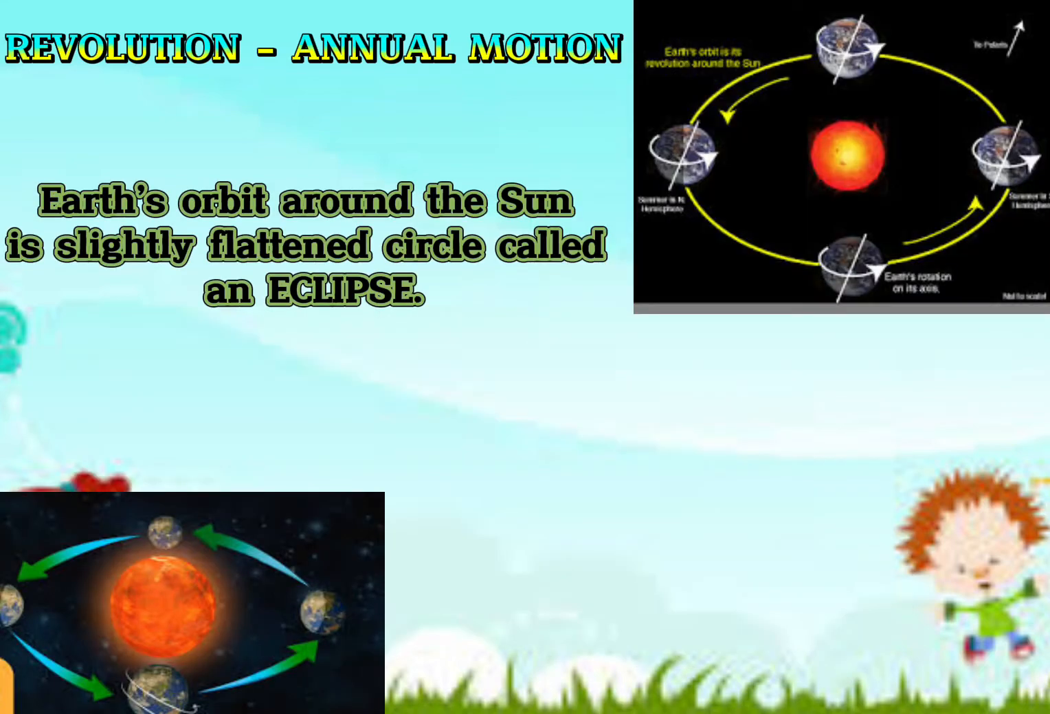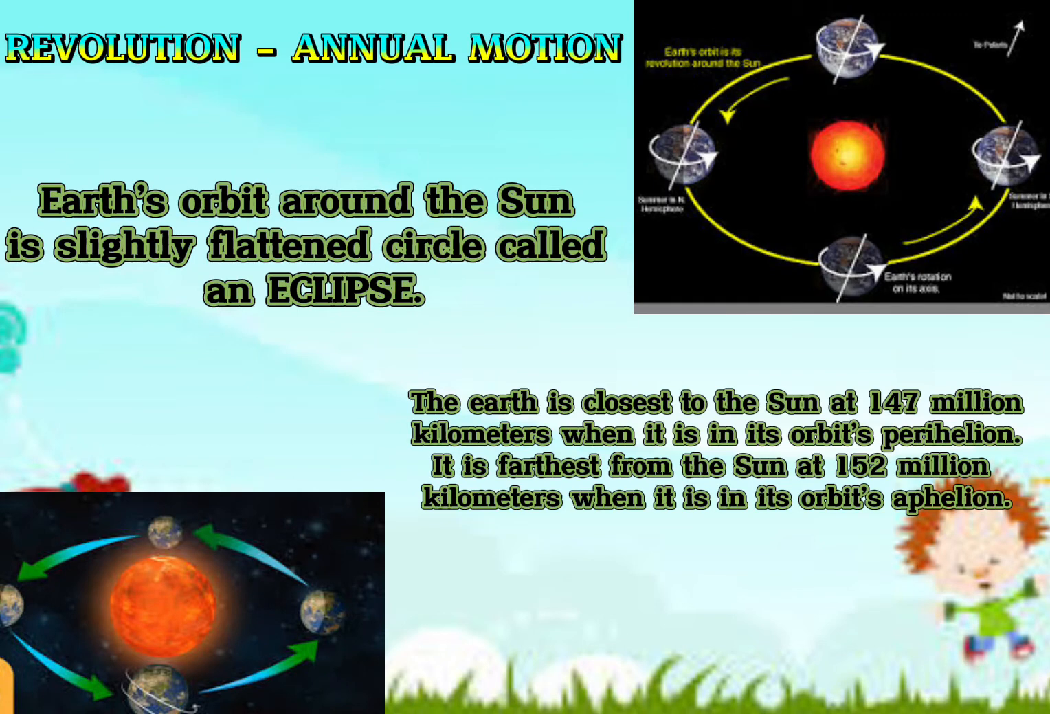So the Earth's orbit around the Sun is a slightly flattened circle called an ellipse. The Sun is not at the center of the orbit, but it is slightly off to one side. This explains why Earth's distance from the Sun varies. The Earth is closest to the Sun at 147 million kilometers when it is in its orbit's perihelion. It is farthest from the Sun at 152 million kilometers when it is in its orbit's aphelion.